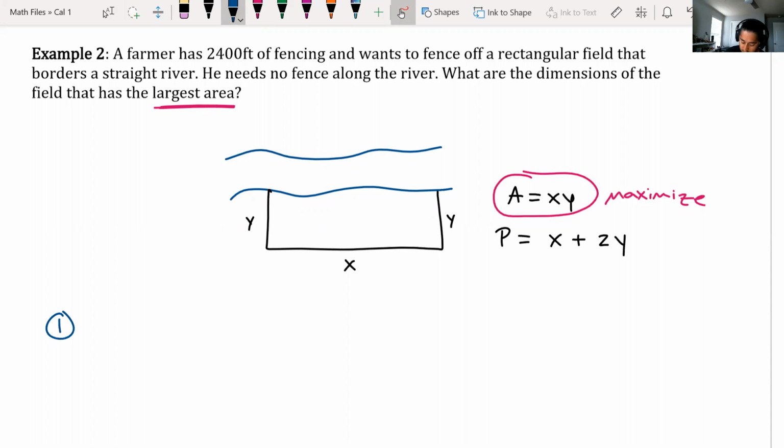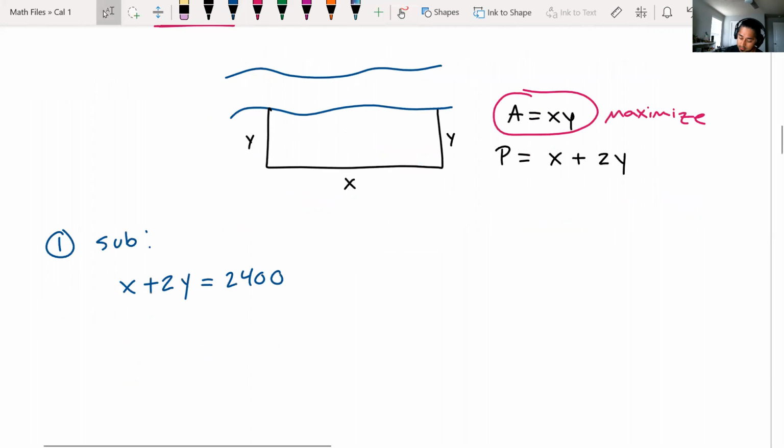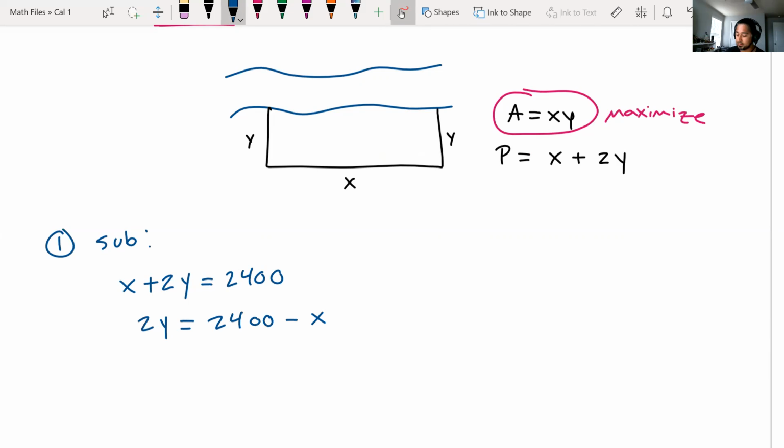So step 1, we do our sub. So we have that x plus 2y is equal to 2,400. Now go ahead and solve this equation for y. You'll get 2y equals 2,400 minus x, and then divide by 2, and y equals 1,200 minus 1/2 x. Here's our sub.